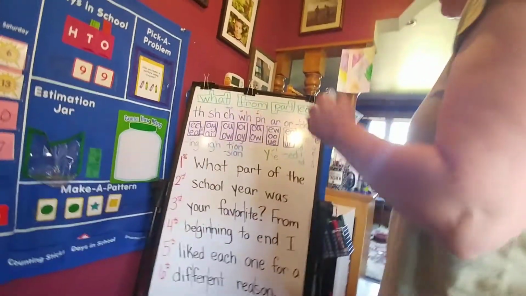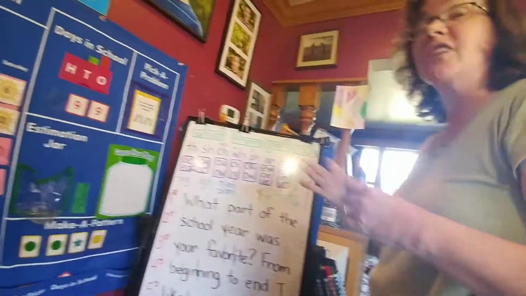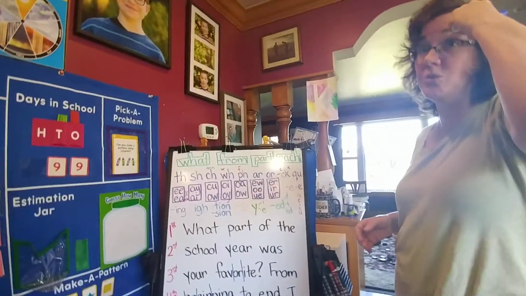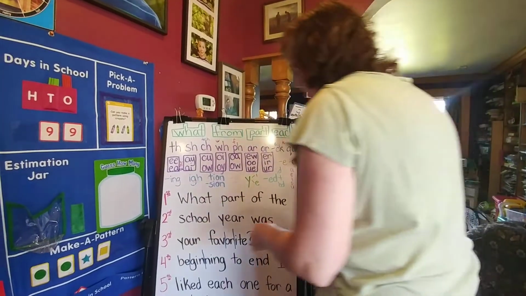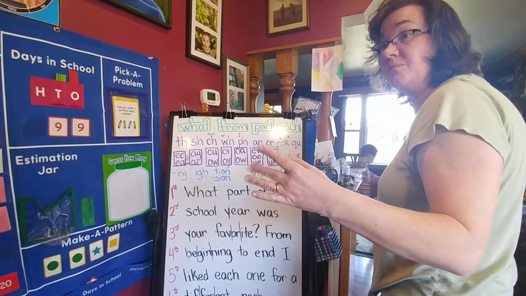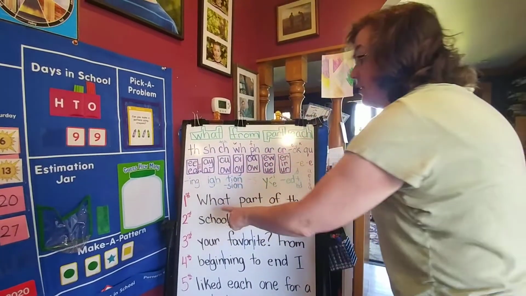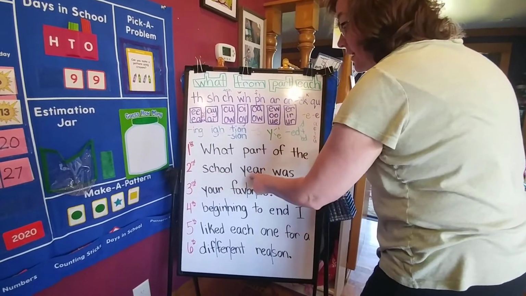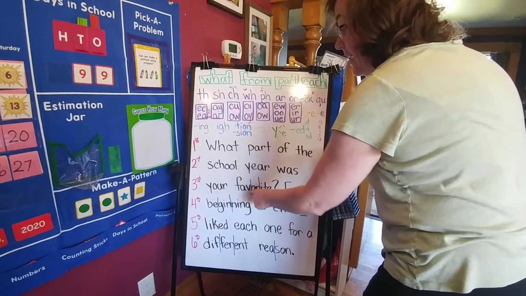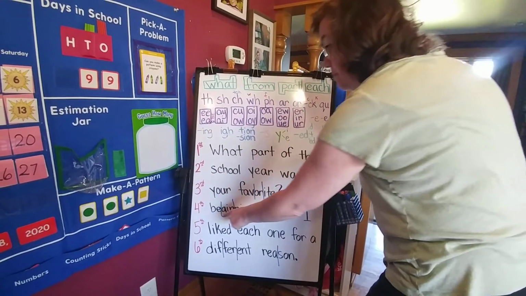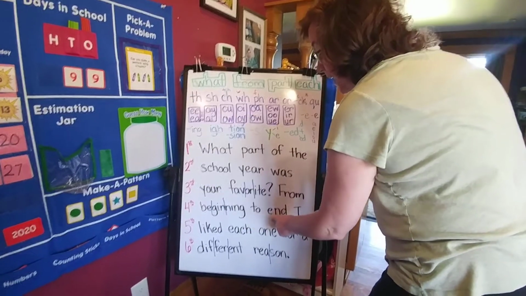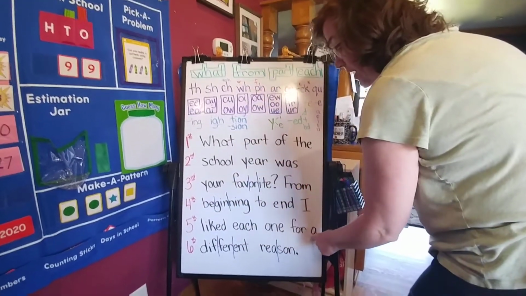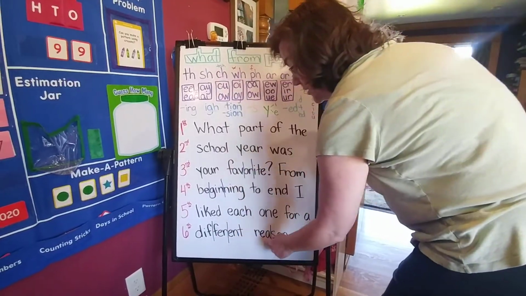All right. We're going to go back this time. Now that we've decoded, we've figured out these words, we're going to go back and read it again, this time so that our brain knows what it says. This is what good readers do. Do you guys do this? I've seen you do it. Here we go. What part of the school year was your favorite? From beginning to end, I liked each one for a different reason.